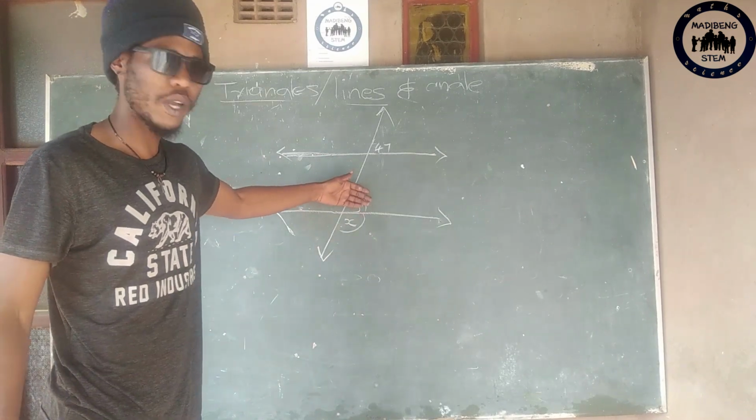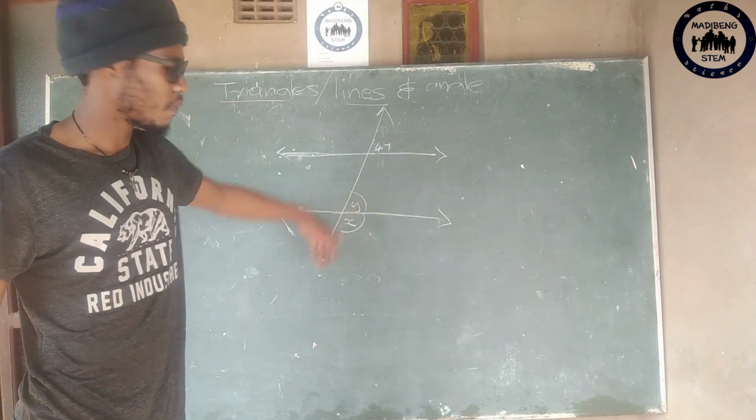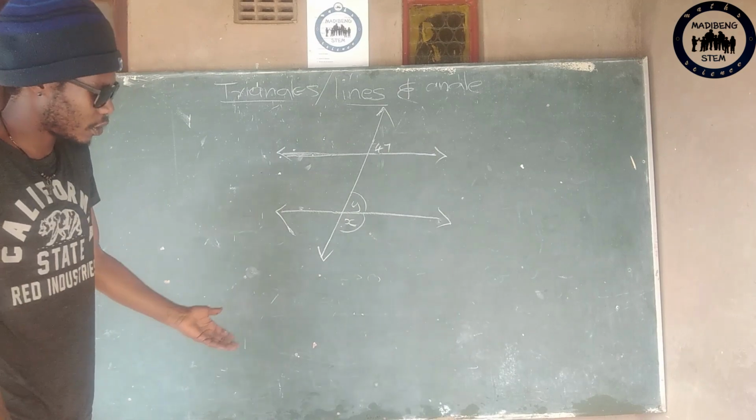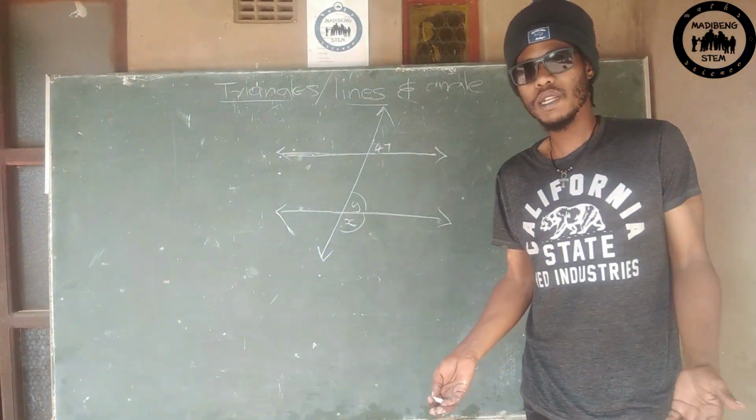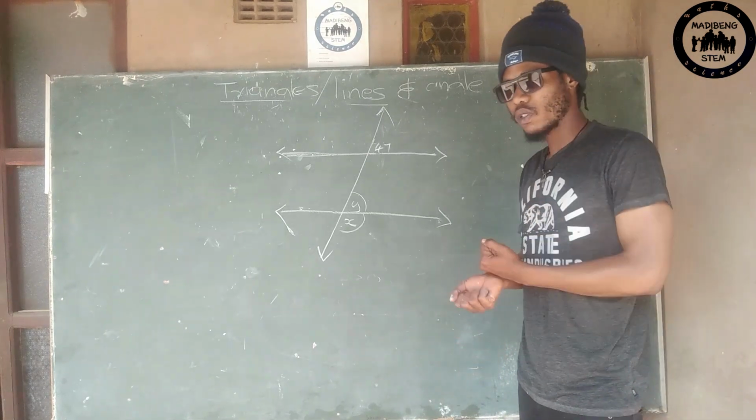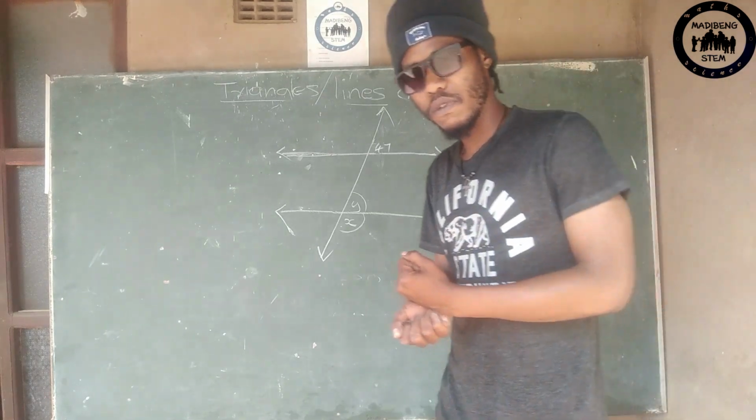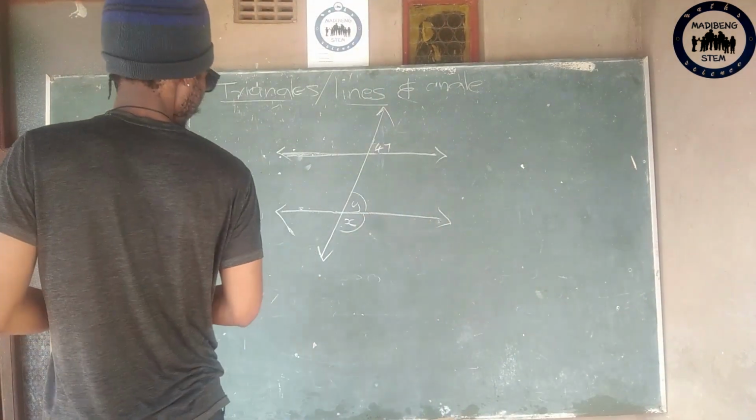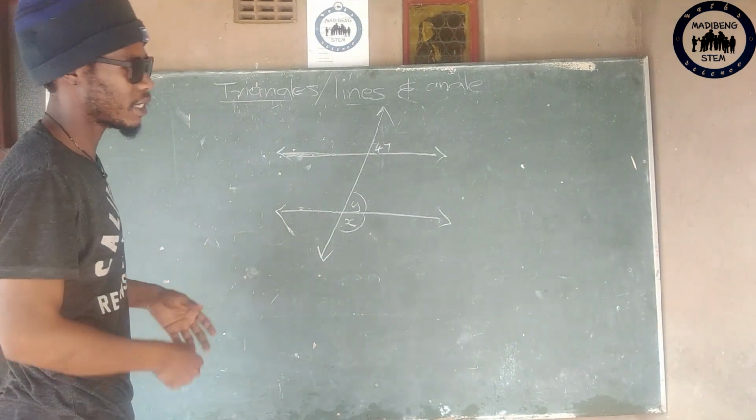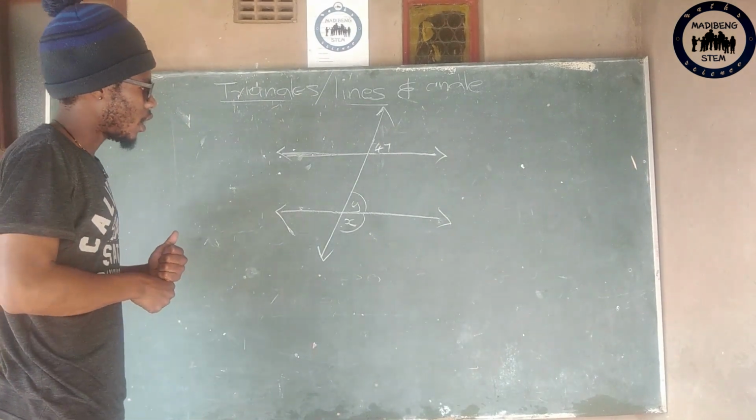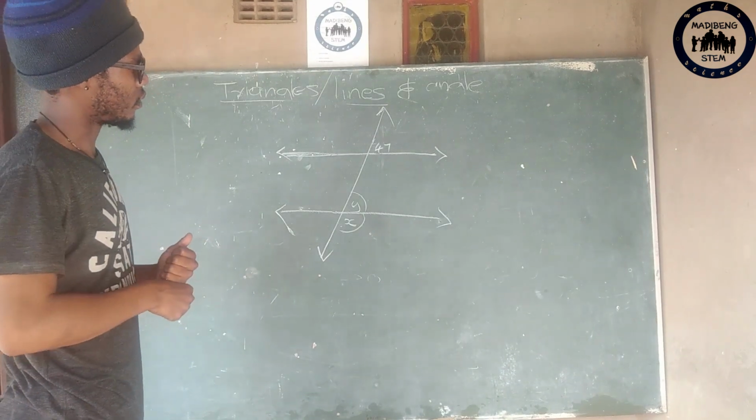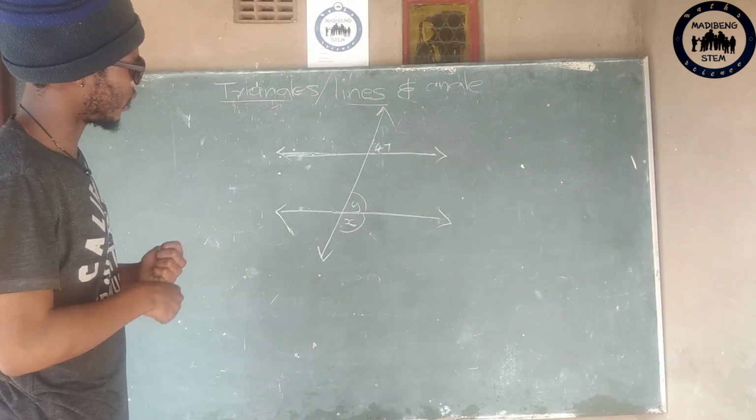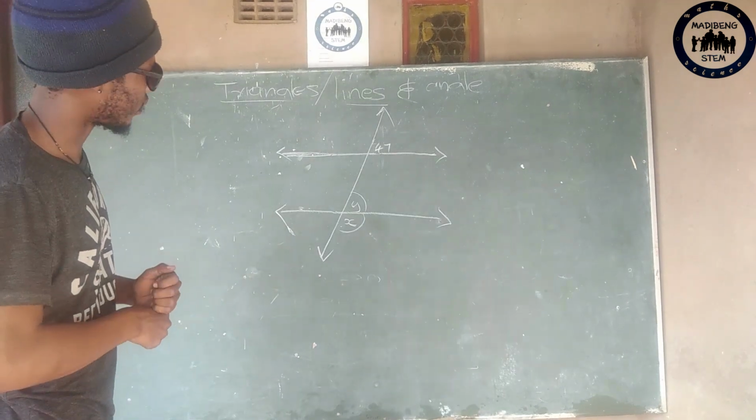How are you gonna find these two missing angles? What is it that you're gonna do first, guys? First thing is to remember the rules, the laws that we went through before we can come to these problems. Remember corresponding angles, remember vertical angles. You must know all those things by heart.